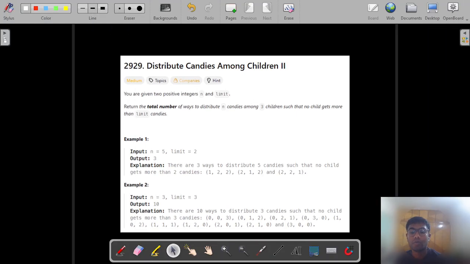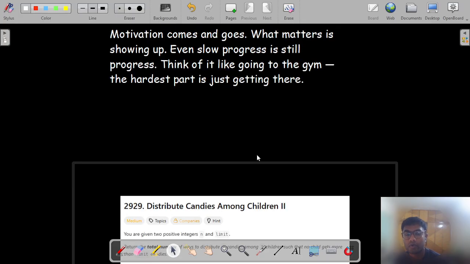Before starting this problem, let us look at a motivational quote for today. Motivation comes and goes. What matters is showing up. Even slow progress is still progress. Think of it like going to the gym. The hardest part is getting there. So sometimes we obviously feel very tired. That might be due to our physical tiredness or the strain that we go through in our daily routine, but having to show up every day is the key to success.